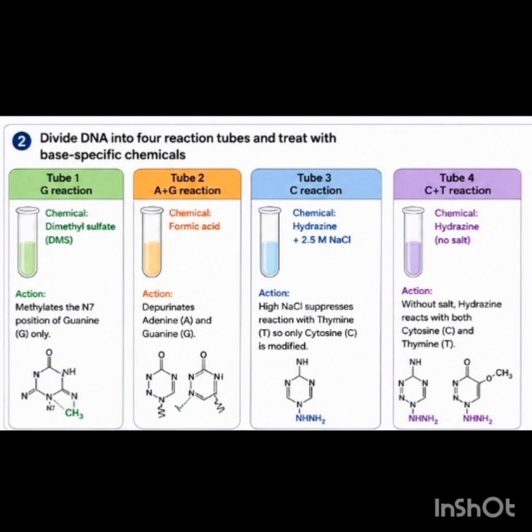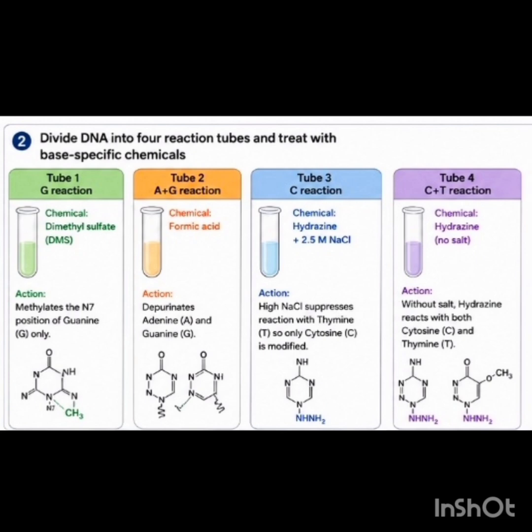The third tube contains hydrazine along with a high concentration of sodium chloride. Hydrazine naturally reacts with both cytosine and thymine, but the presence of sodium chloride suppresses its reaction with thymine. As a result, only cytosine residues are modified. This is a clever chemical trick, because the same reagent can be made selective simply by changing the reaction conditions.